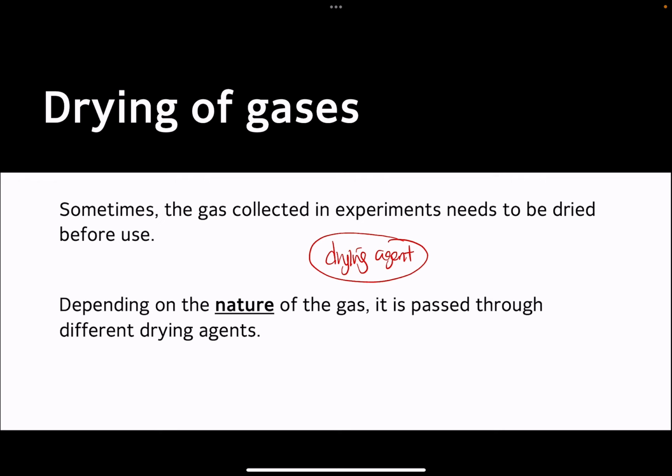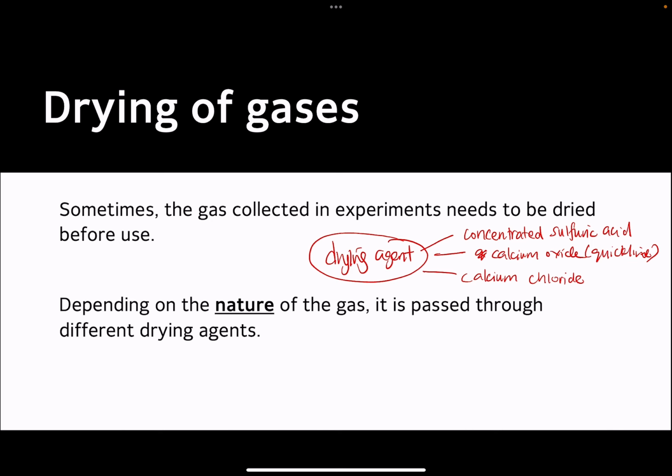But there are three drying agents in your syllabus known as concentrated sulfuric acid. We also have calcium oxide, also known as quicklime. We also have calcium chloride, or they call it fused calcium chloride. But I don't want to add too many words, otherwise you get very overwhelmed. So: sulfuric acid, calcium oxide, and calcium chloride.